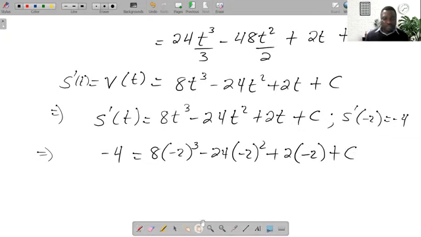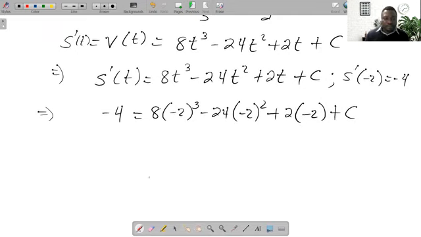Find my c. So -4 equal, this is going to be -8, so -64. That would be 4. So 4 times 24, 16, 18, 96. That'll give -4 plus c.